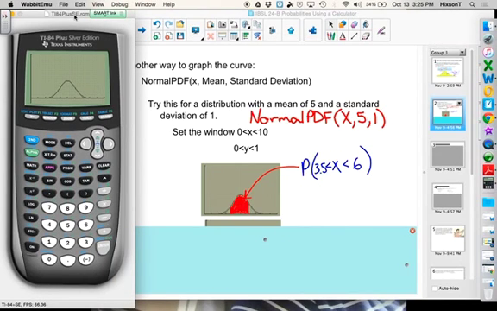Now the integral is found if you go to second calc. It's above trace. And notice the last one here, number 7, is the integral of f of x dx. So we're going to hit number 7 to do the integral. Notice now it's asking us for a lower limit.